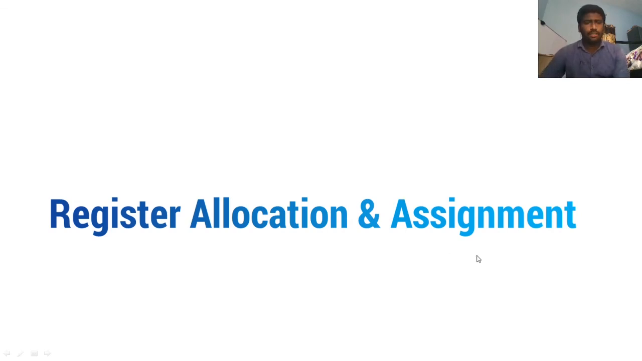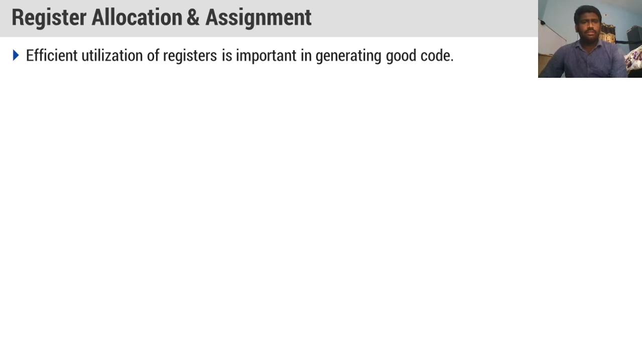So let us understand the topic called register allocation and assignment. Registers are mainly used in the processor to store the data temporarily, but efficient utilization of registers is important while generating good code.